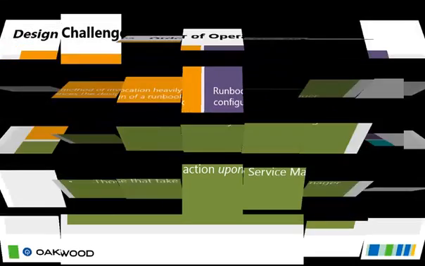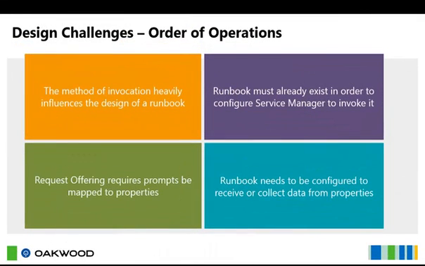So the challenges that can be seen when designing runbooks for Orchestrator are a lot about order of operations. For those of you who have already built runbooks that interacted with Service Manager in one way or another, perhaps you wanted to put in that very frequent request of having self-service available to the end users. You want to be able to present that request offering to the end user that then automatically fires off a runbook to complete a task, so you've got the process completely standardized, automated, and auditable, tracked through the ticket and Service Manager. However, the order of operations for that gets a little weird because the method of invocation is going to influence the design of the runbook.